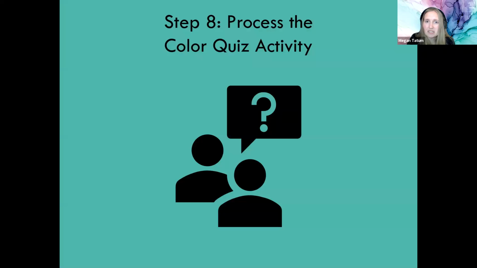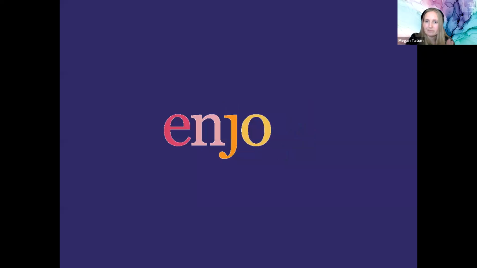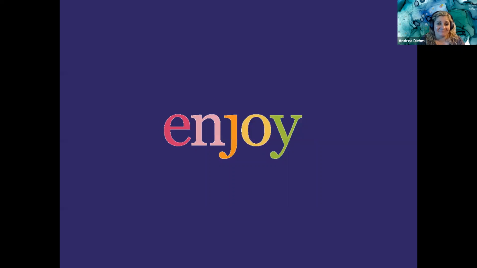And the last piece is to have a process activity, or time for you to process the whole activity with the students. There's more information and more questions in the lesson plan, but really have the students process the whole activity and their codes, their colors, and careers that relate, and then just the whole activity as a whole. And then finally, just enjoy, have fun.